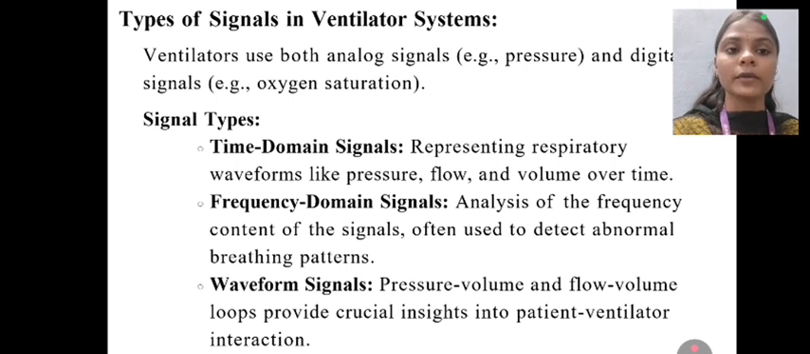The time domain signals represent the respiratory waveforms like pressure, flow, and volume over a time period, and the frequency domain signal is used to analyze the frequency content of the signal. Every signal has a frequency content, so it is used to detect abnormal breathing patterns through the frequency contents. And for the waveform signals, pressure-volume and flow-volume loops provide crucial insights into the patient-ventilator interactions.